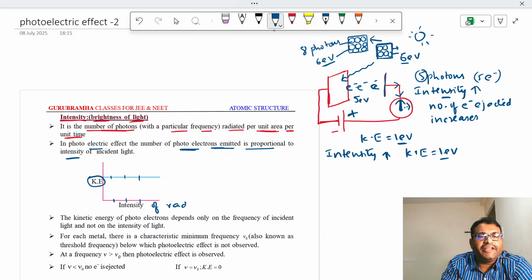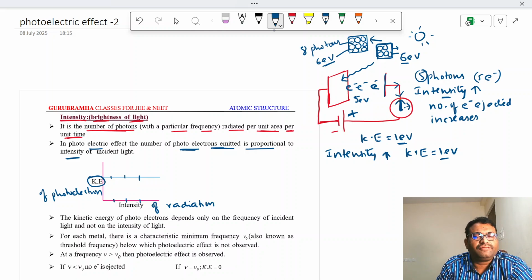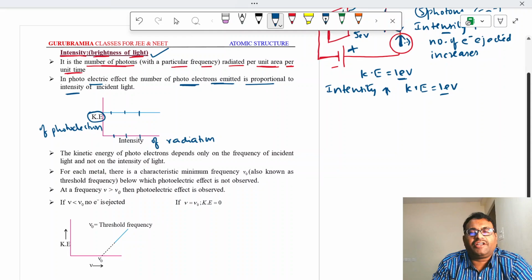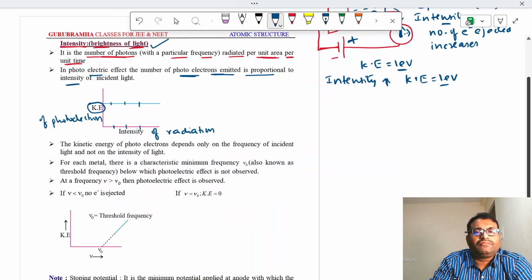The kinetic energy of the photoelectron is independent of the intensity of radiation. Intensity means the number of photons per unit area per unit time. In physics we have a different definition of intensity, but here in chemistry this is the explanation.